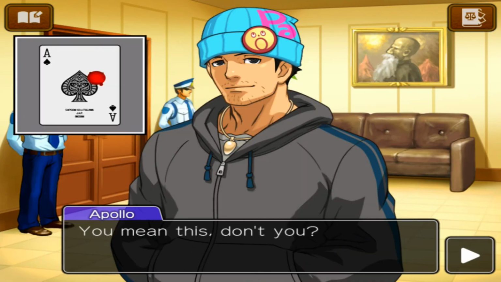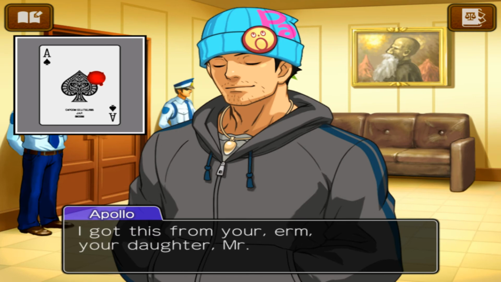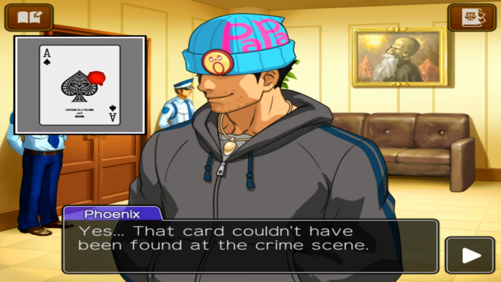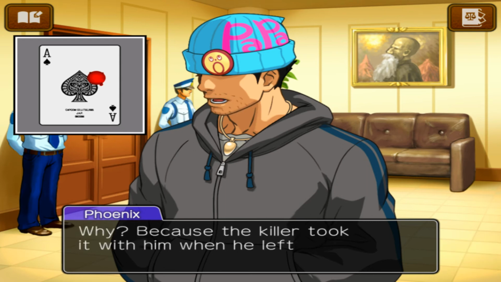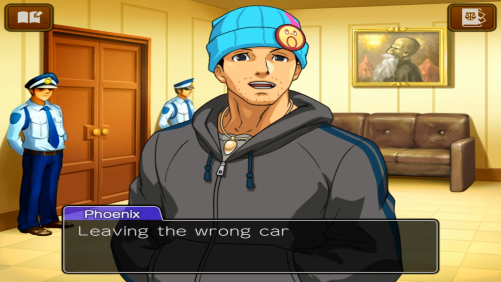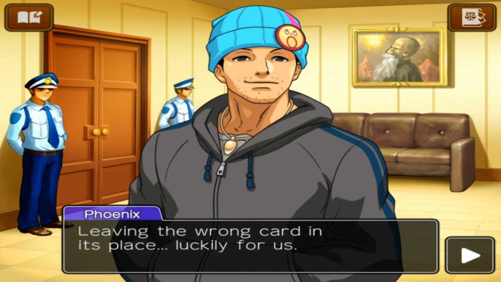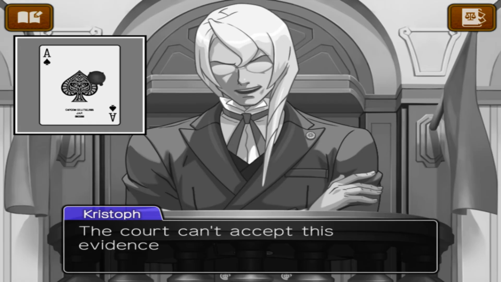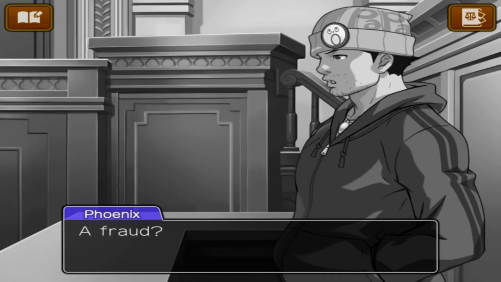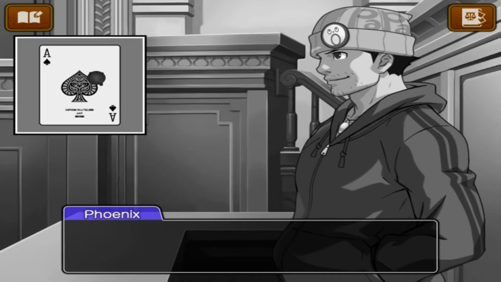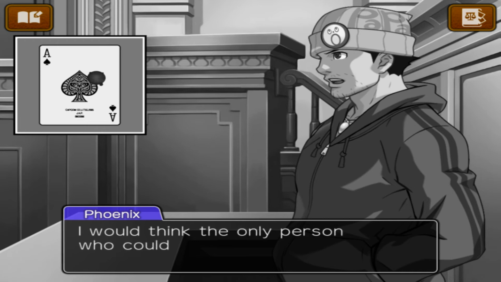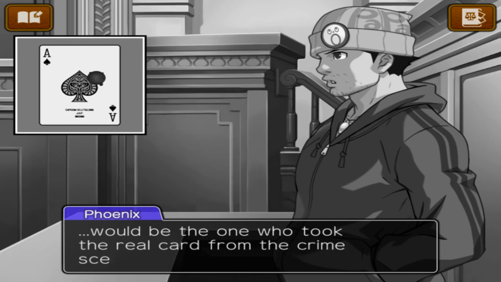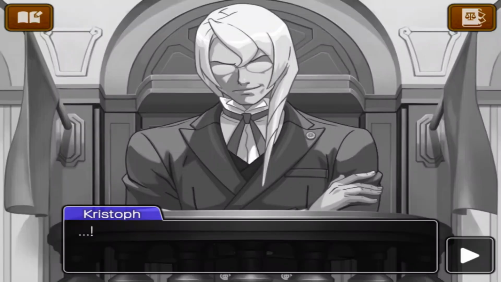You mean this, don't you? I got this from your daughter, Mr. Wright. Yes, that card couldn't have been found at the crime scene. Why? Because the killer took it with him when he left, leaving the wrong card in its place, luckily for us. The court can't accept this evidence. It's a fraud. A fraud? How can you be so sure? I would think the only person who could claim it was a fraud would be the one who took the real card from the crime scene. The real killer.